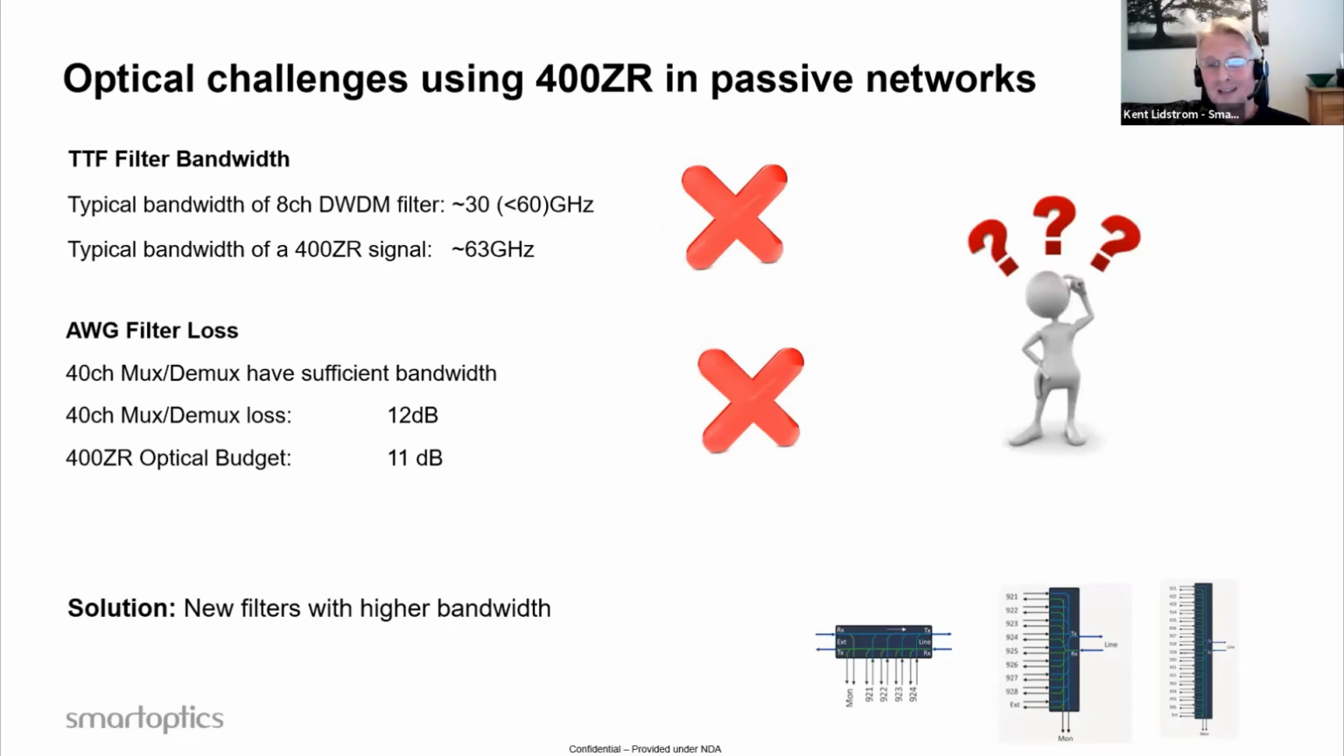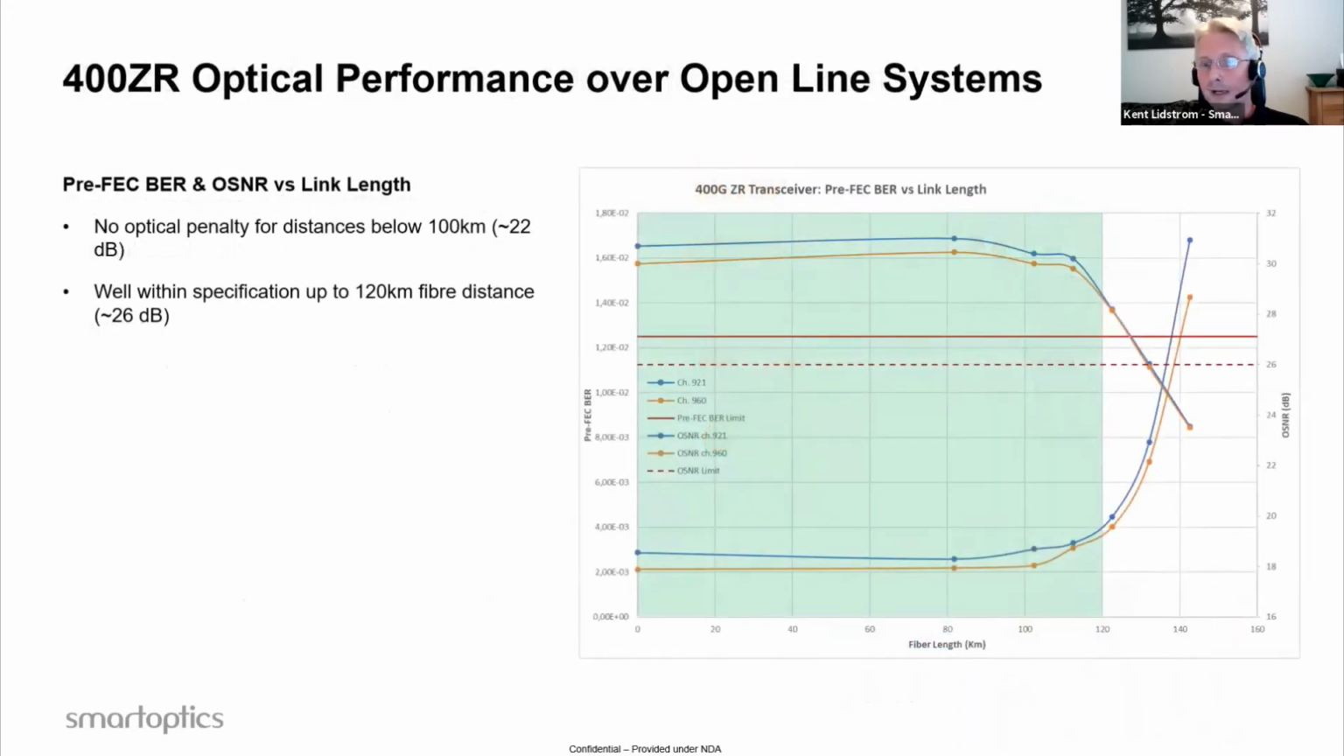You basically don't get out of the house. So in order to get your 400ZR to work over passive filter infrastructure, you need to qualify or use new filters with higher bandwidth. If you would ask your supplier of passive MUXes today, I would almost guarantee that they already have qualified or are in the process to qualify a filter with higher bandwidth, but that doesn't help you with all your installed base. But for new greenfield build-outs, you will be able to use the 400ZR due to the bandwidth over the lower channel count filters as well.